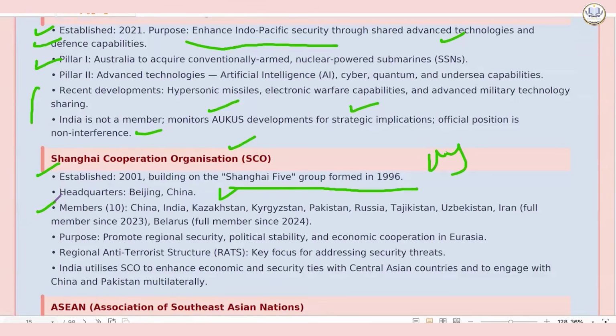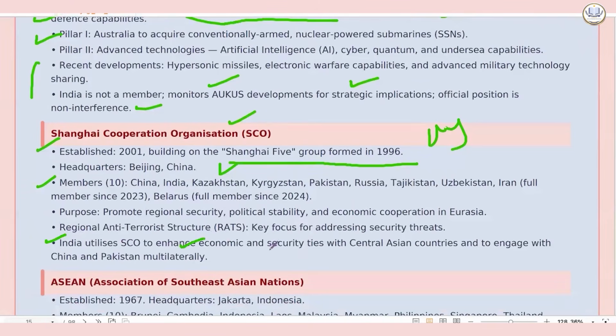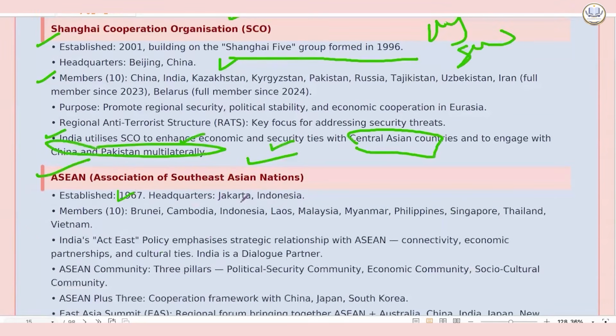Then we have an important organization under SCO, that is RATS, Regional Anti-Terrorist Structure. Key focus is addressing security threats. India utilizes SCO to enhance economic and security ties with Central Asian countries and to engage with China and Pakistan multilaterally in the SCO. We have ASEAN, which was established in 1967.